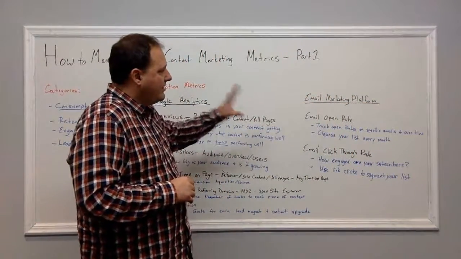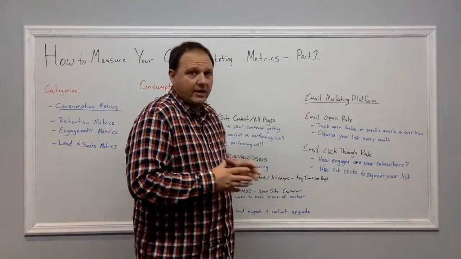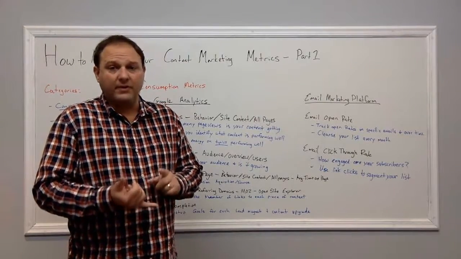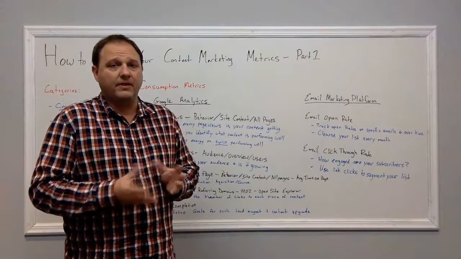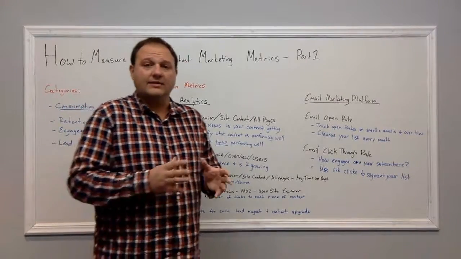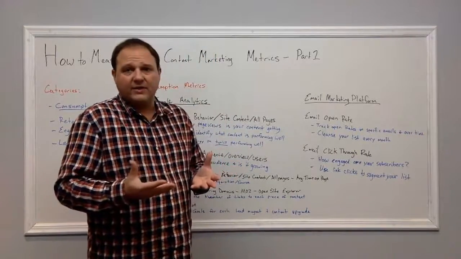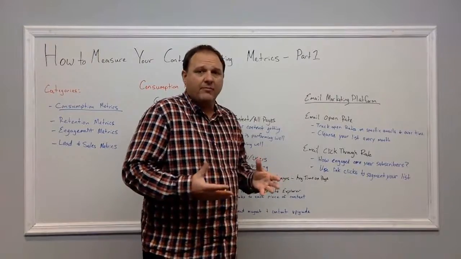Now we're going to look at email marketing metrics and email open rate. So this is important. If nobody's opening your emails, then you got a problem. You need to adjust your subject lines, test and measure some things with that, or maybe your content's not resonating with people.